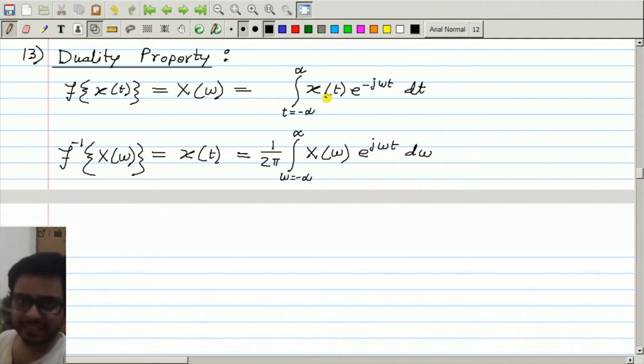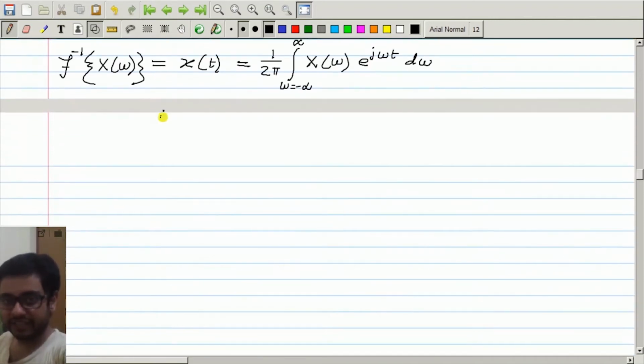Notice a nice similarity between these two formulas, except that here t is the variable and here omega is the variable. Here we have a minus sign, here plus sign, and here there is a 1 over 2 pi which is absent here. Otherwise there is some similarity between these two formulas. Using this similarity we will derive our duality property. For that, let me first ask one question.